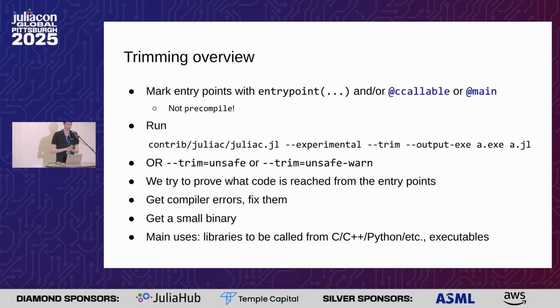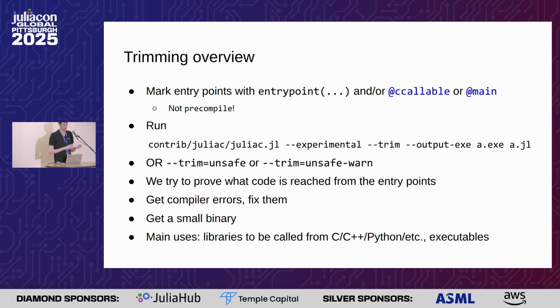So here's basically how it works. You mark the entry points you actually need, the things you want to call, or it can be implicit if you're writing an executable. Obviously, main is the entry point, so that's sufficient for that. Or if you're writing a library, you'll mark the points you want to be callable from a C ABI with @C_callable. And so then those become your entry points. And then you put this through JuliaC. We will try to prove what code is reached from those entry points. And in that process, you might get some compiler errors, because if we can't do it, we'll give an error, fix the errors, and then eventually you get a small binary.